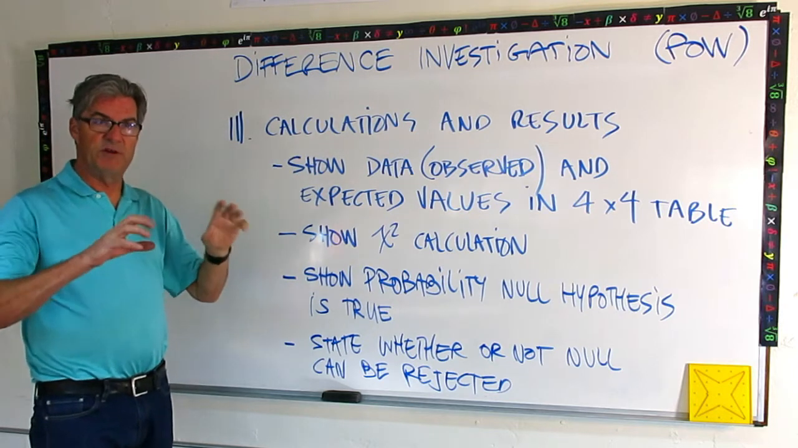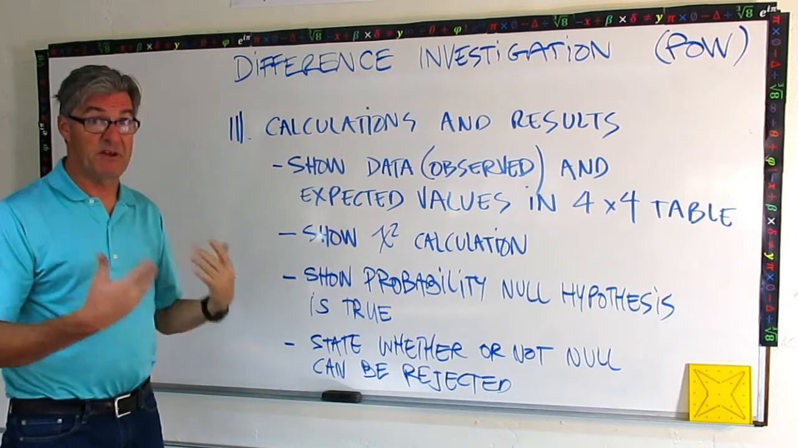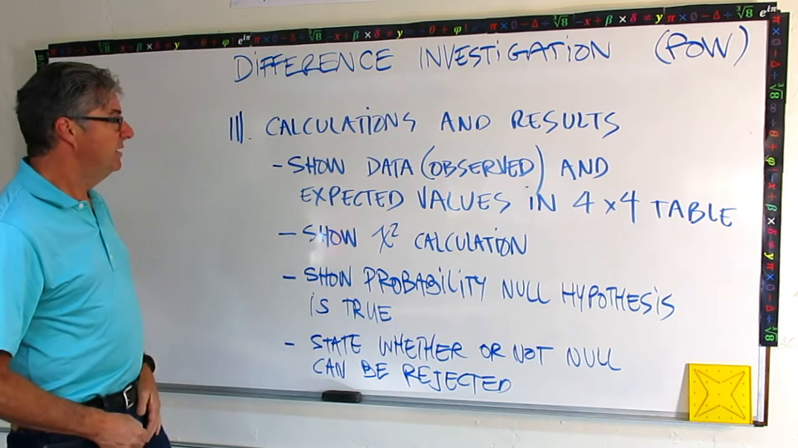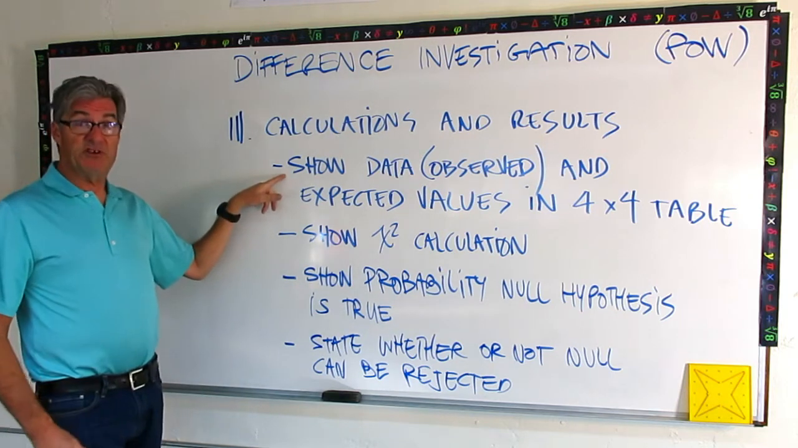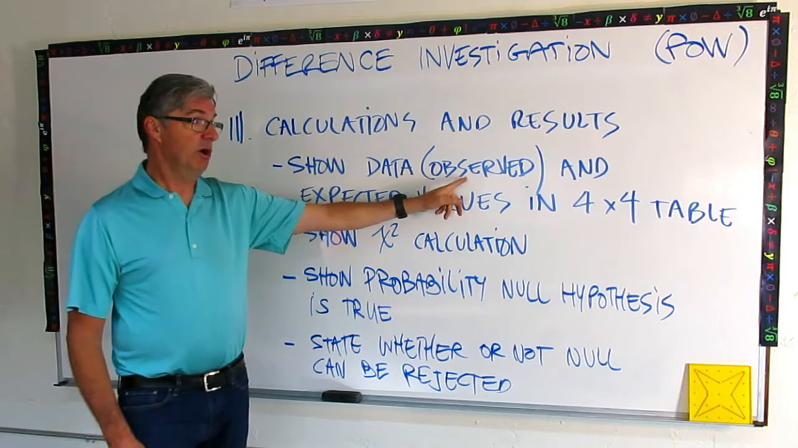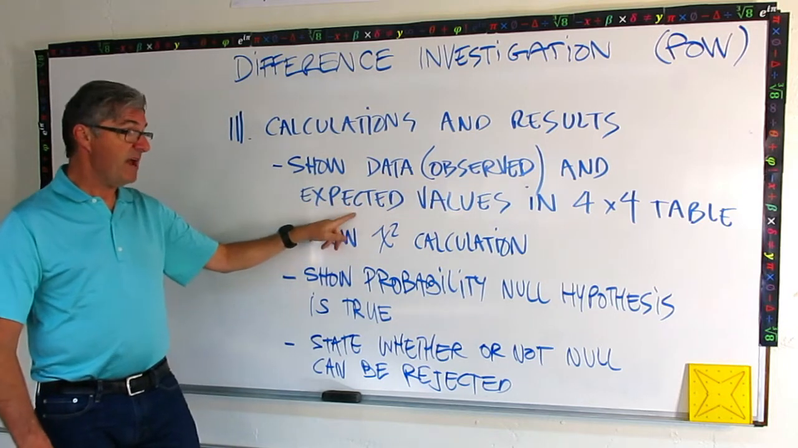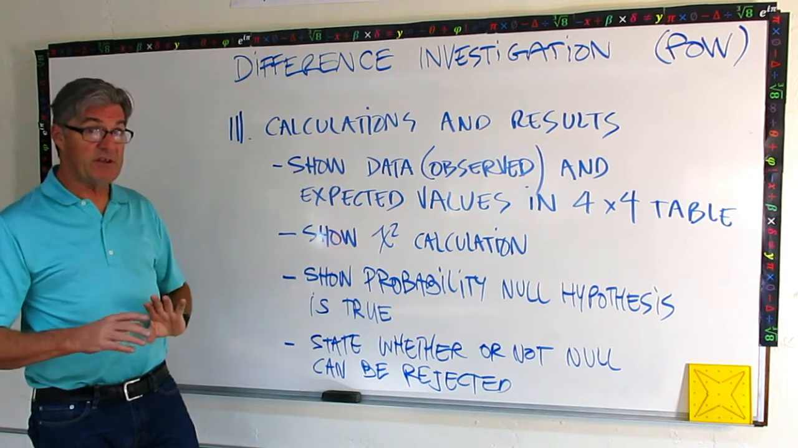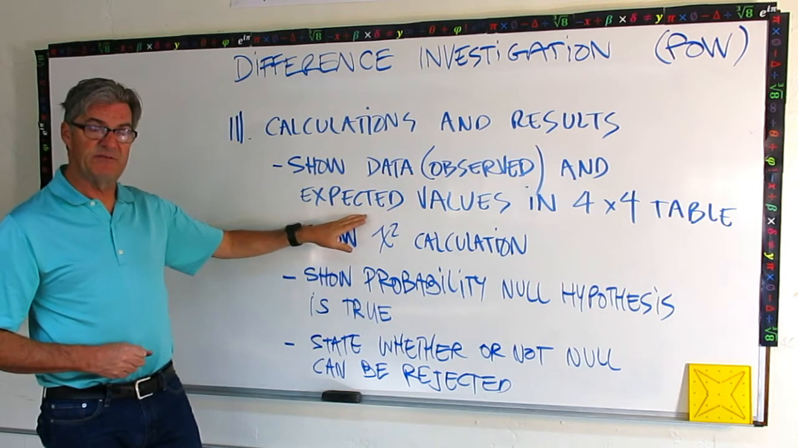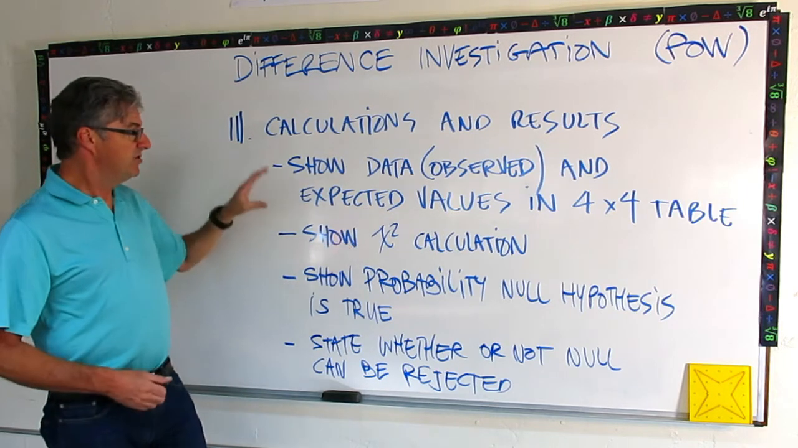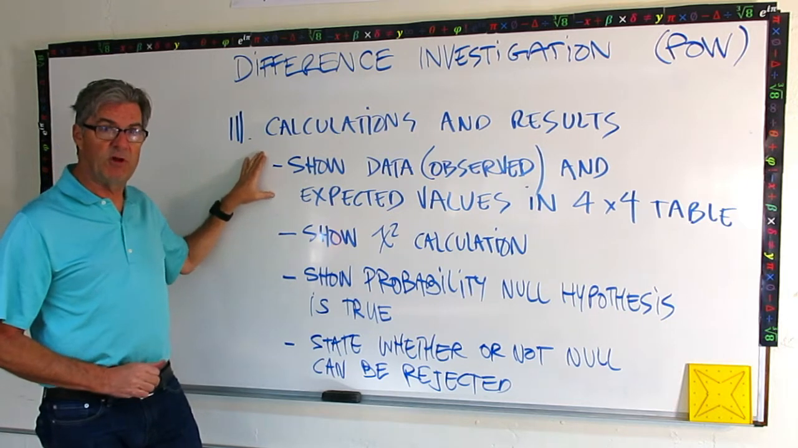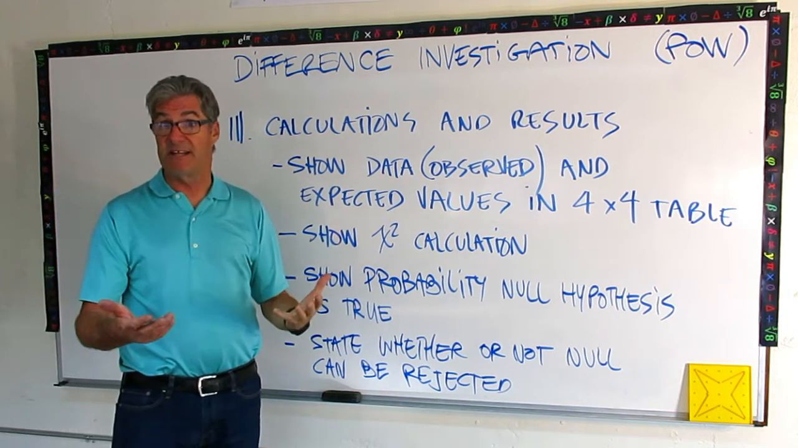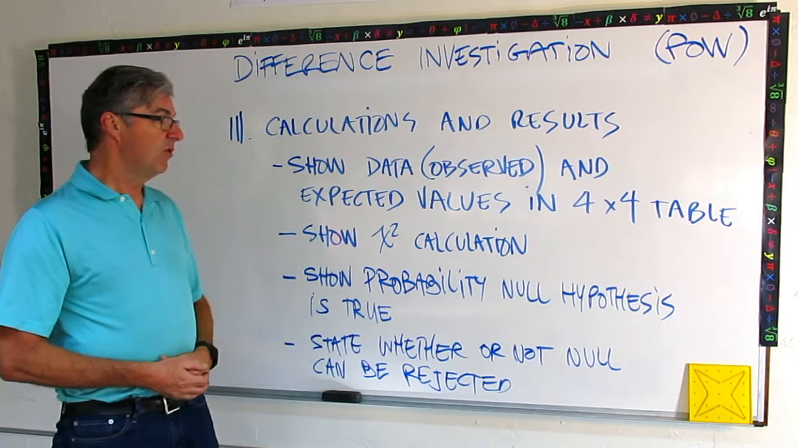And this is where you put the meat of the math and the numbers in your study. So check this out. First, you want to show your data as observed values and your expected values in your 4x4 table. So make sure you did those calculations right, particularly your expecteds. If you need help with that, please reach out. But show this in our 4x4 table. You should be super familiar with constructing that table. Please do that in your report.